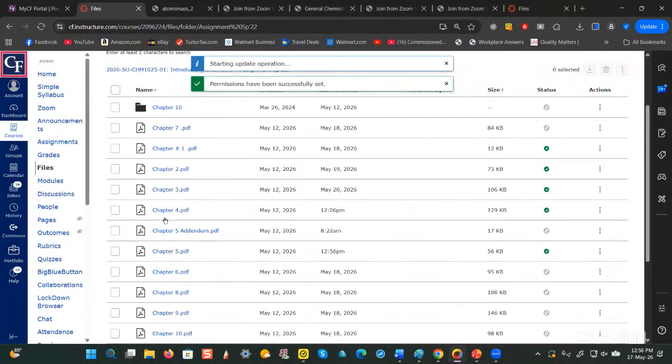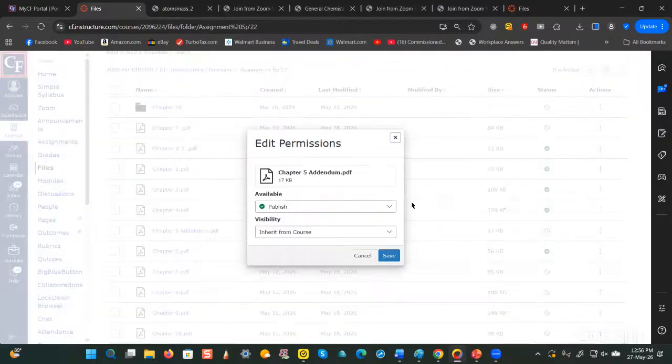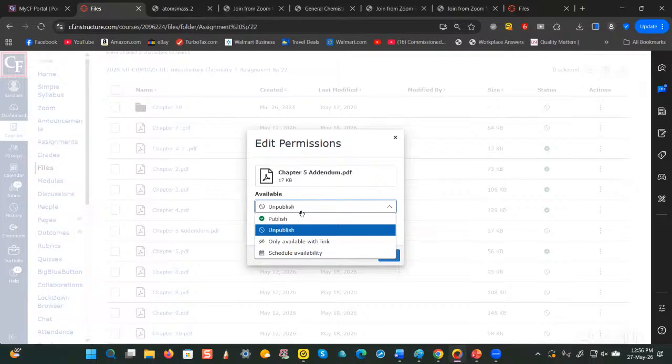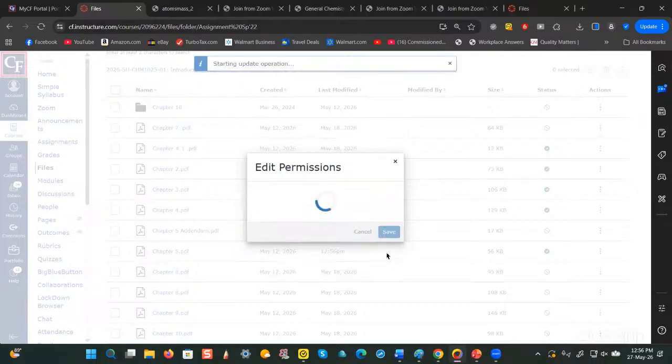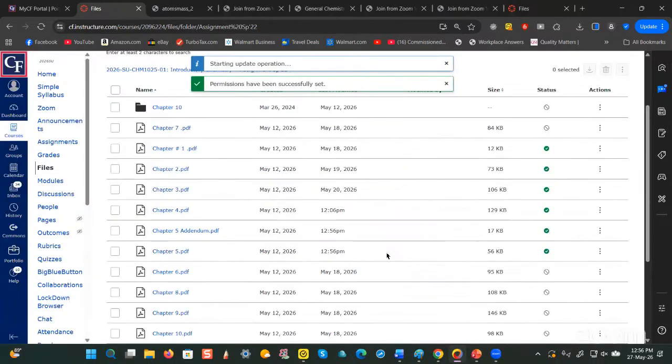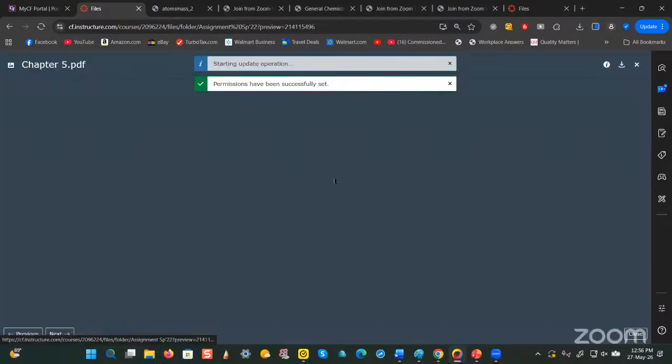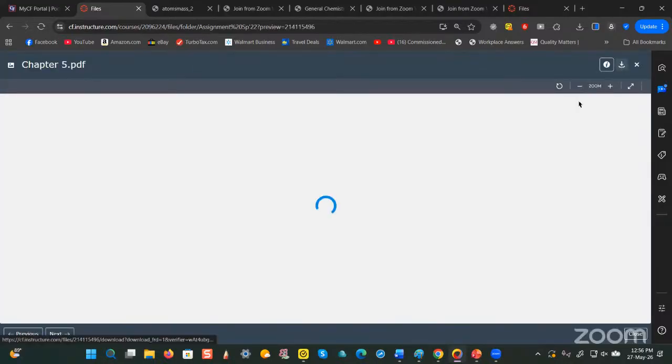Oh, and by the way, for you guys out there on Zoom, I'm going to publish this as well, which says Chapter 5 addendum. That's just an extra page or two to Assignment 5. So for now, I want you guys to focus on, let me pull this up here.